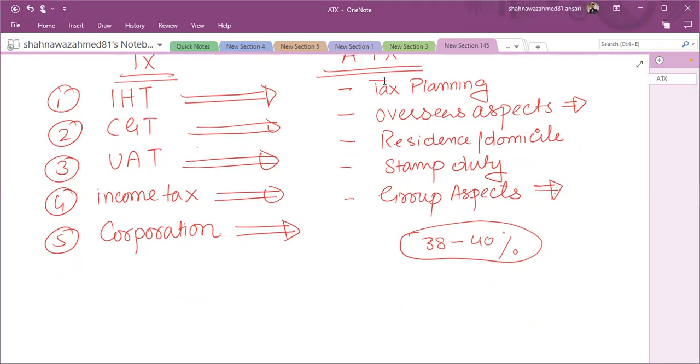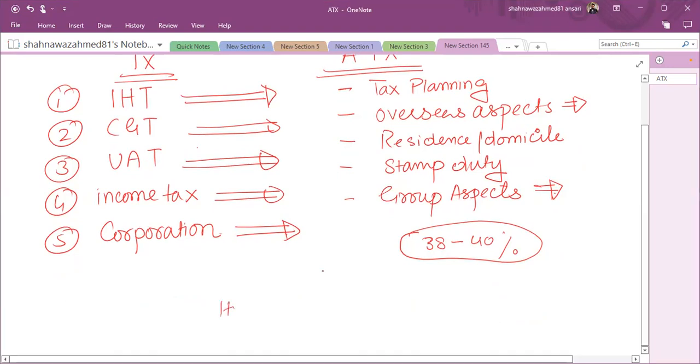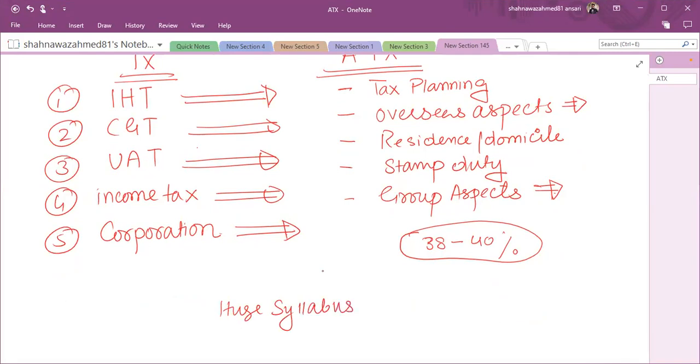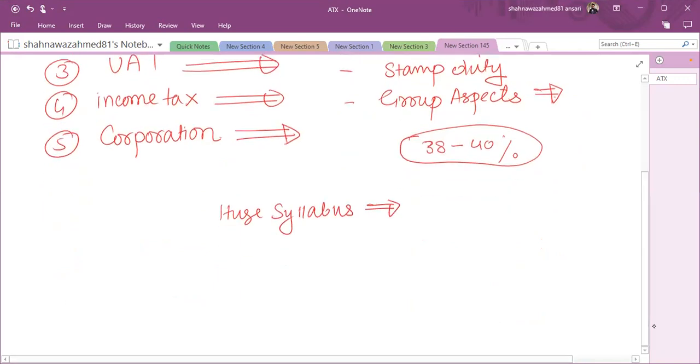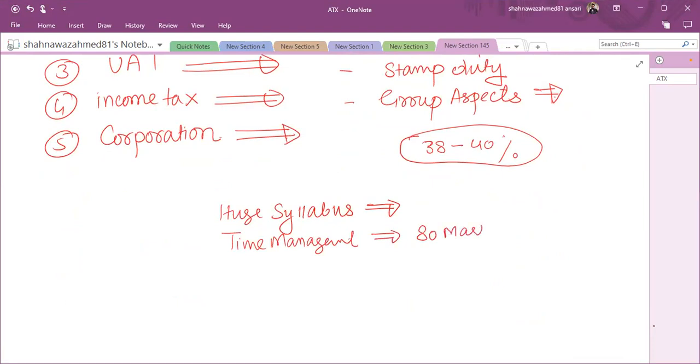I told you the reason. One of the big reasons is the syllabus is very huge. Lots of information, huge syllabus. Number one problem, number one challenge, you have to memorize. And the second thing is time management. Most of the students only attempt 80% of the paper. They're not able to attempt the entire 100 marks.